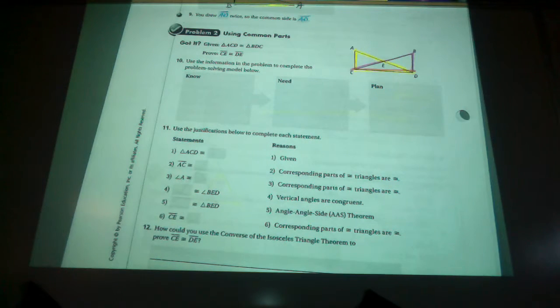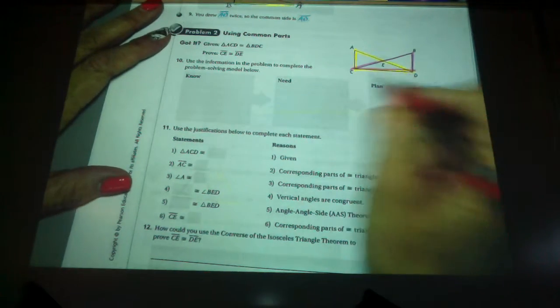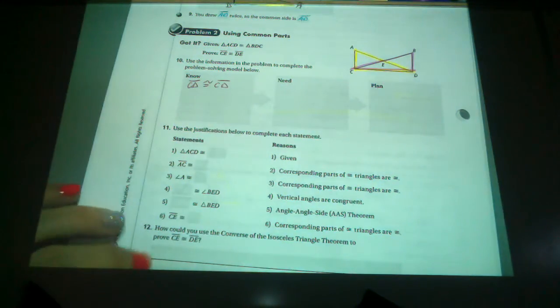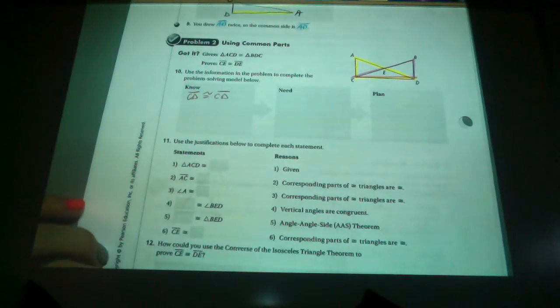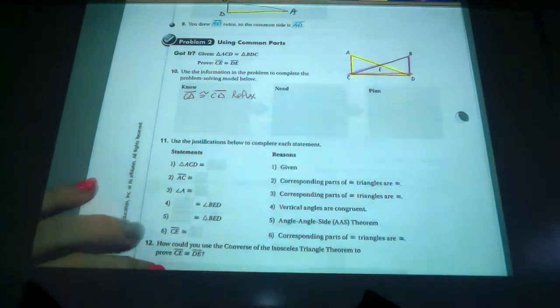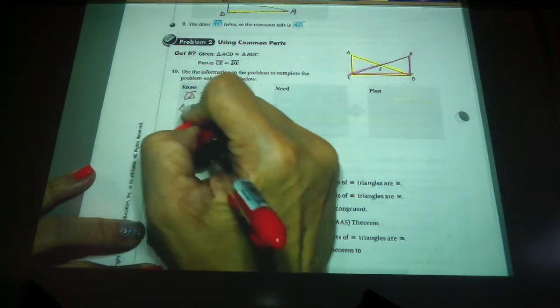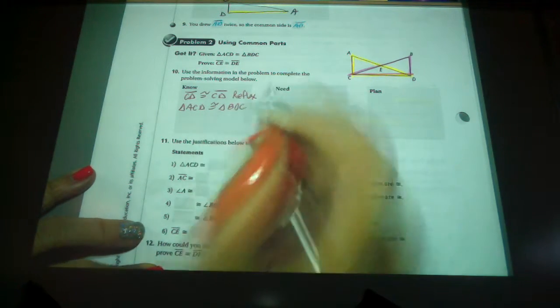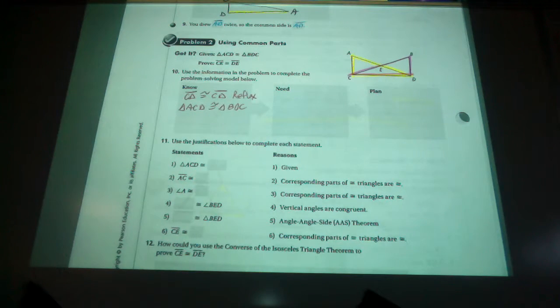So that's completely different. This is a tougher proof. So here we go. We know just by looking at the picture, don't we know that CD is congruent to CD? By what property? Reflexive property. We also know that triangle ACD is congruent to triangle BDC. And that also means that all corresponding parts of those triangles are congruent as well. So all 6 corresponding parts.